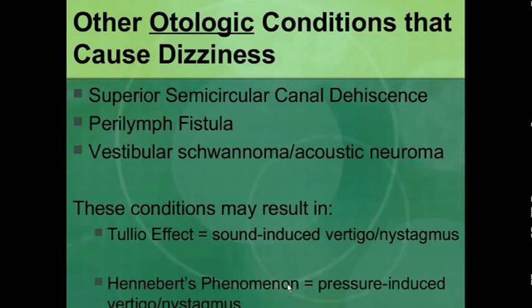And other less common but important otologic conditions causing peripheral vertigo are superior semicircular canal dehiscence, perilymph fistula and vestibular schwannoma. Okay, so these you just remember the names, that is enough. But in detail you have to know about BPPV, Meniere's, labyrinthitis, okay, because you can get short notes on them.